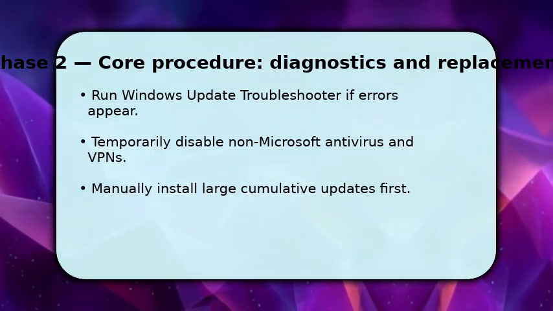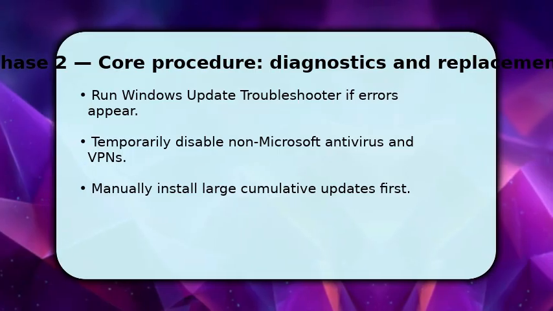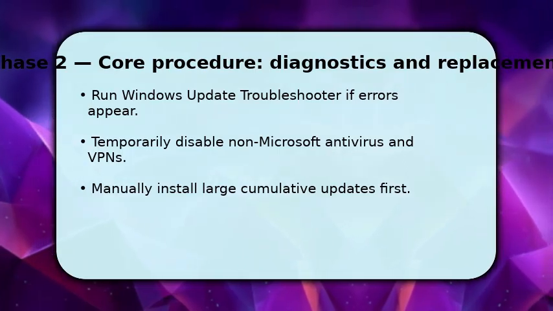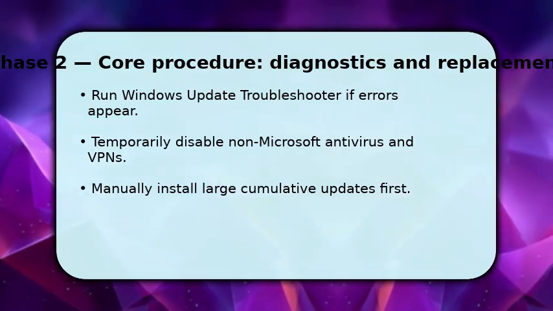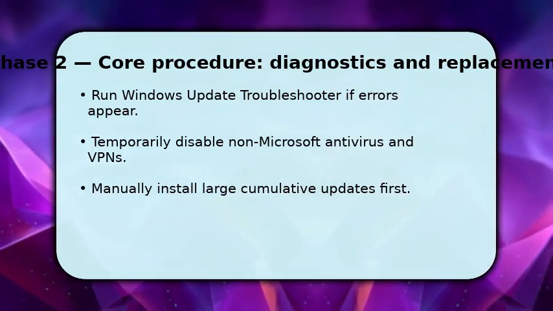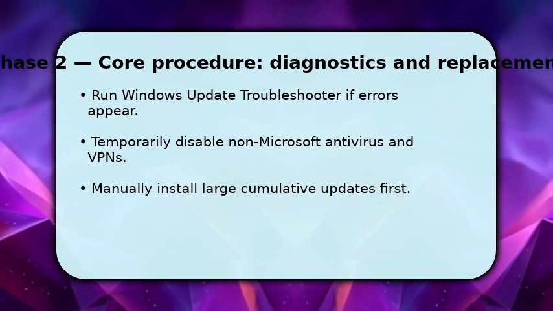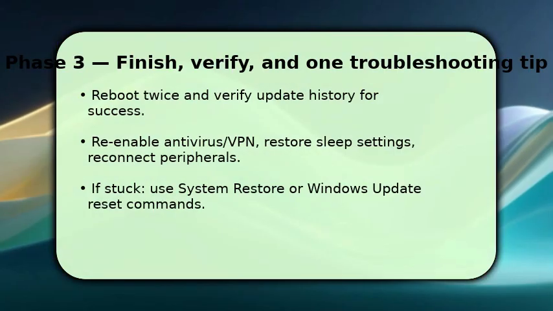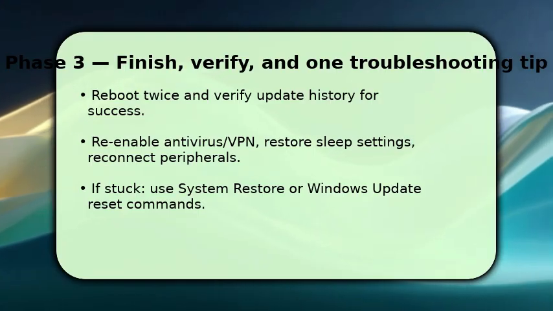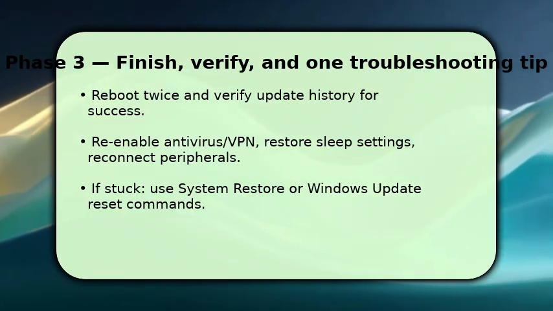Then, manually download and install large cumulative updates from Settings or Microsoft Catalog. Handling big packages first prevents multiple reboots and dependency delays, which speeds overall. You complete the process by ensuring changes stick and recovering normal operation.